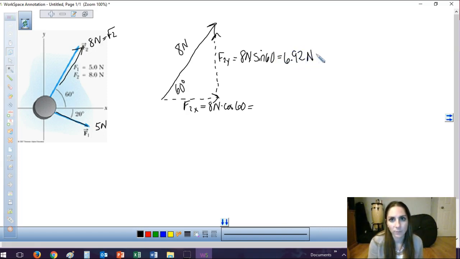That'll be in newtons, and now I'll do the other one. 8 times cosine 60 is 4. So I quickly just do a sign check here. This one's going to the right and this one's up. So this one is positive because it's up and positive because it's going right, and I'm getting it from the direction of my arrows.